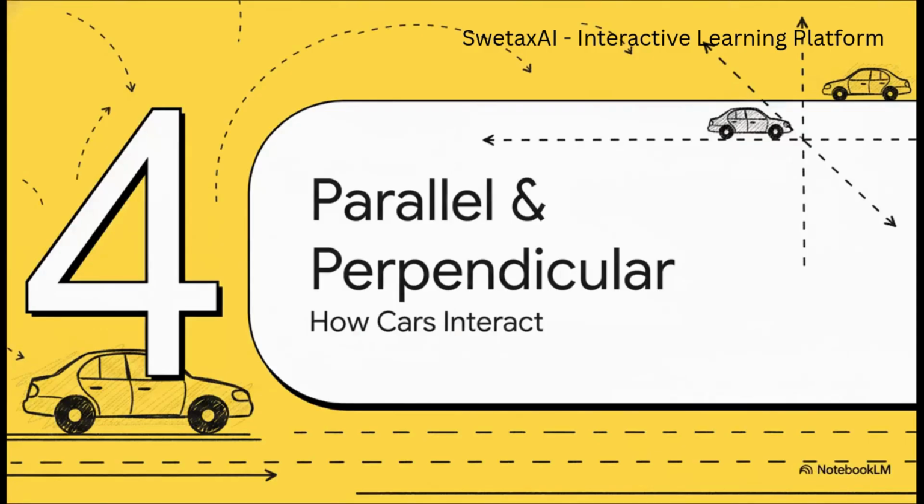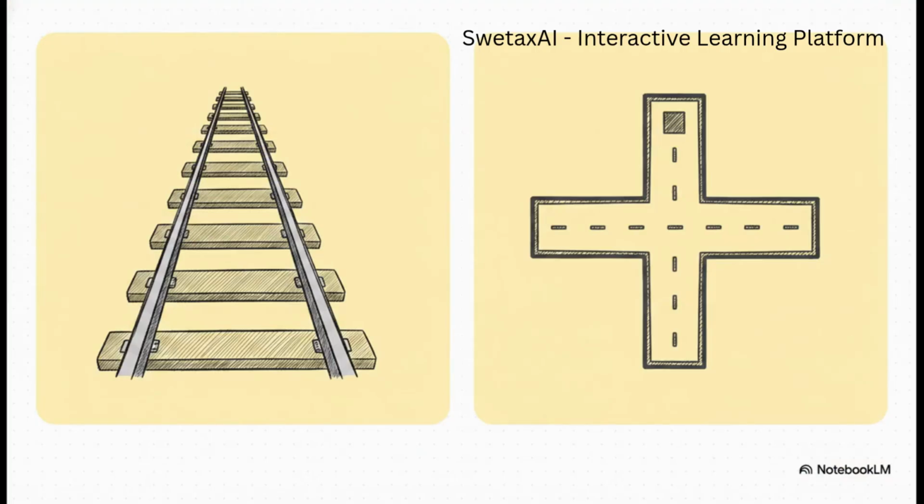Section 4. Parallel and perpendicular lines. Let's look at how cars interact on these roads. Parallel lines are like train tracks. They stretch on and on forever without ever touching because they share the exact same gradient. They're perfectly synced up. Perpendicular lines, on the other hand, slam right into each other to create a perfect crossroad, meeting at exactly 90 degrees.